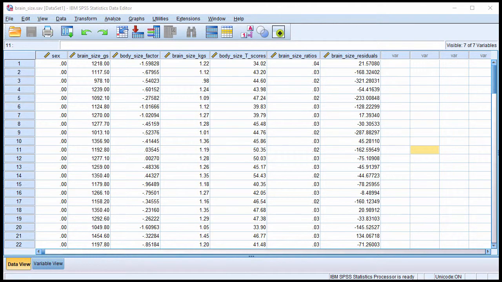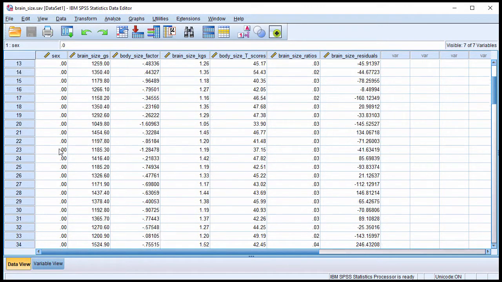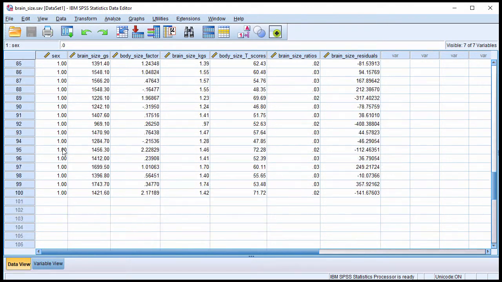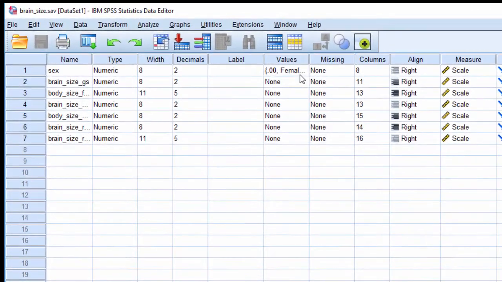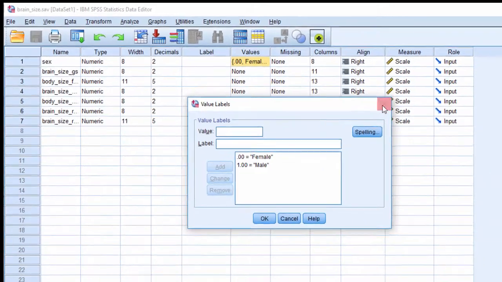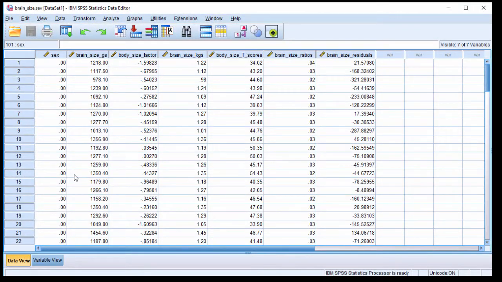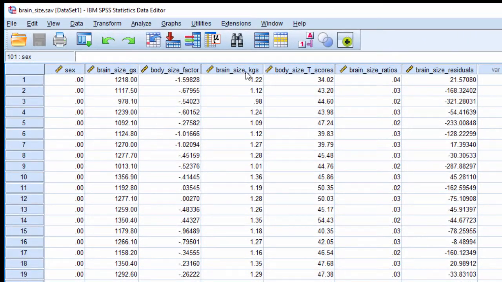In this video, I'm going to show you how I tested the differences between the sexes across brain size in order to show you where I estimated eta squared, an estimate of effect size. So here we have the sex variable, 0s and 1s, and the sample size is 100. I'm just going to quickly show you that 0 is female and 1 is male. And the dependent variable is brain size in kilograms.